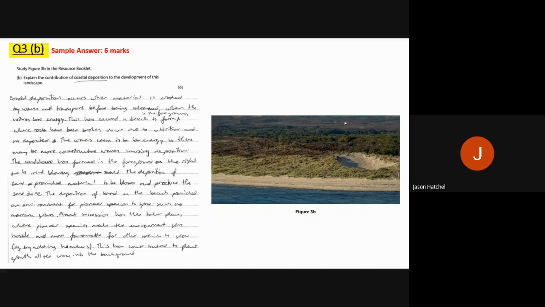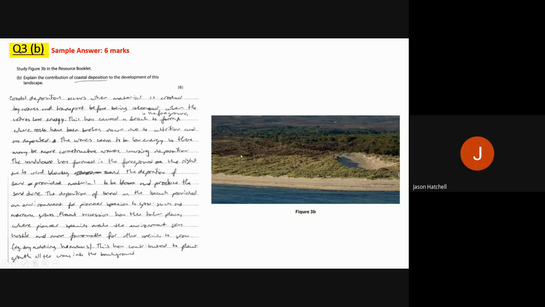Study figure 3B. Explain the contribution of coastal deposition to the development of this landscape. Let's again look at the figure without even thinking about the question. What do we see? This is a coastal plain. It's a sandy beach. It's relatively flat. Behind that, we have some marram grasses. We have what looks like sand dune formation. Although it's in a bit of a crater, that could be because of wind erosion. We'll have a think about that.